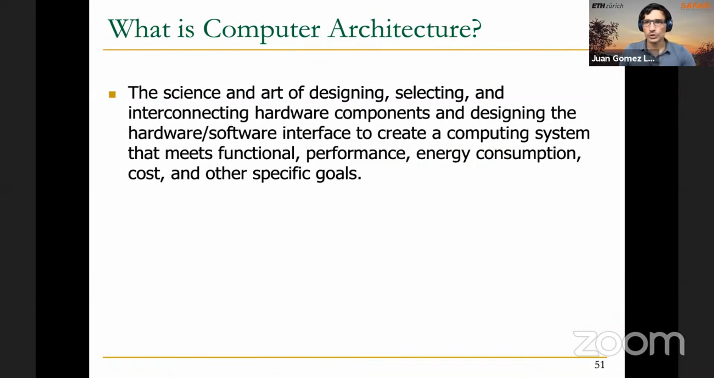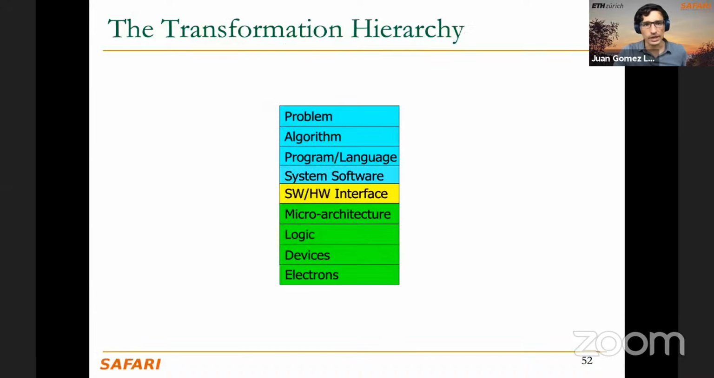Okay, so going back to what computer architecture is: the science and art of designing, selecting, and interconnecting hardware components and designing the hardware-software interface to create a computing system that meets functional, performance, energy consumption, cost, or other specific goals. So that's what we want you to learn in this course, in the digital design and computer architecture course, and in the graduate computer architecture course, which maybe some of you are already taking or will take in the future.